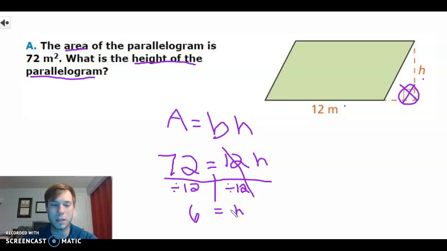Still feels like something's missing here. Oh, that's right, our units. So we're going to need to remember to write our units here. Well, what's going to be our units for our height? Recall that the base was meters, and that the area is always meters squared. So what's going to be the units for the height? Well, remember, we multiply the height by the base, so the units for the height should have the same units as the base, which was just meters. So our height is actually 6 meters.